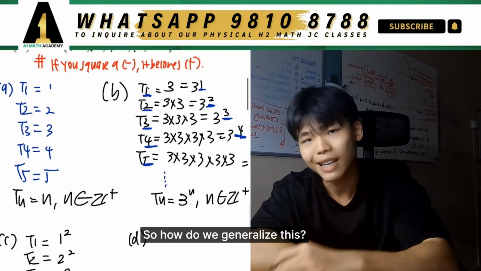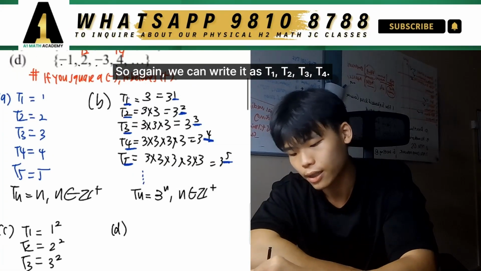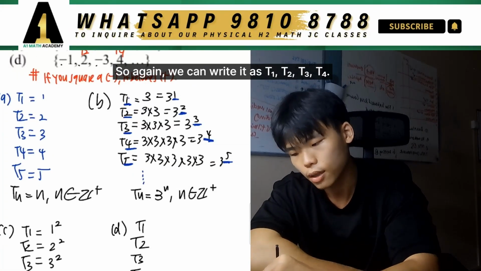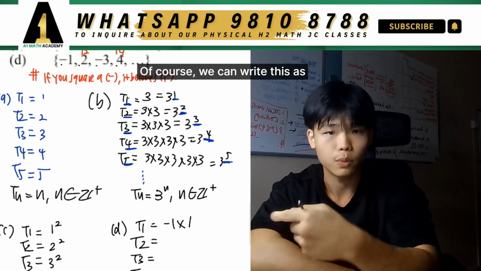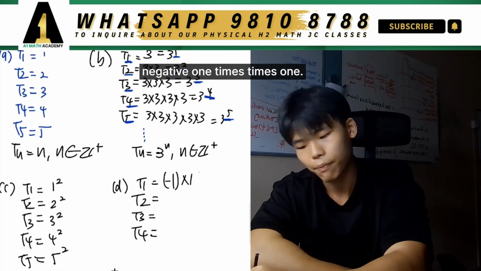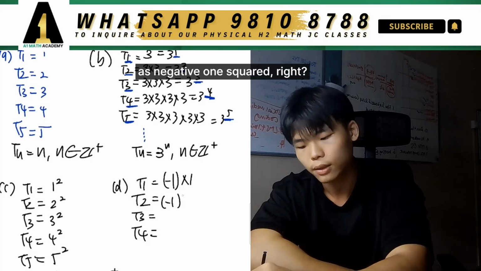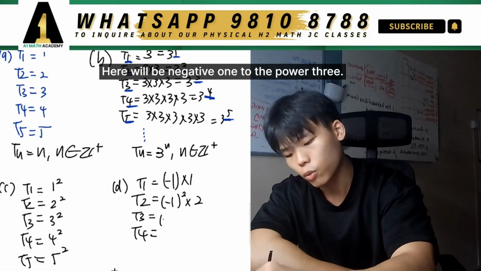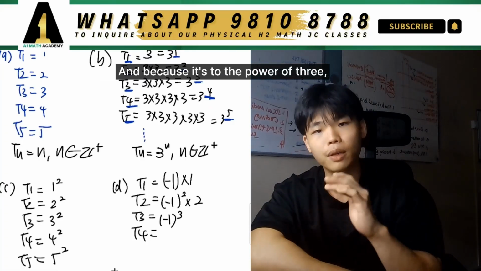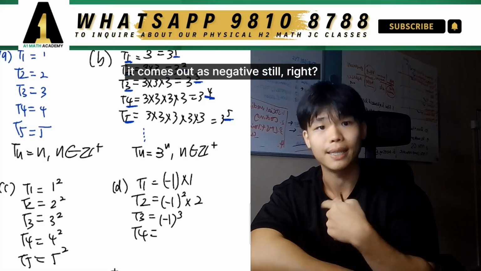So how do we generalize this? So again, we can write it as T1, T2, T3, T4. So this is, let's say, -1 times 1. Of course, we can write this as -1 times 1. And then this one, we can write it as -1 squared, right? Then this one will become positive. And then here becomes 2. Here will be -1 to the power of 3. And because it's to the power of 3, it comes out as negative still, right?